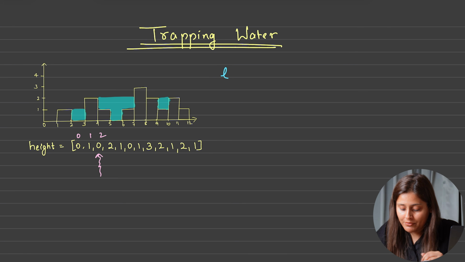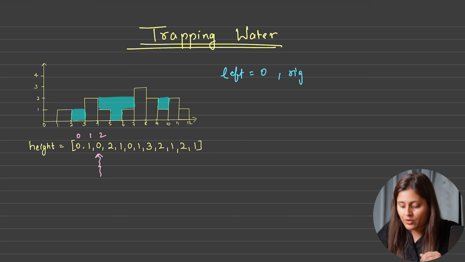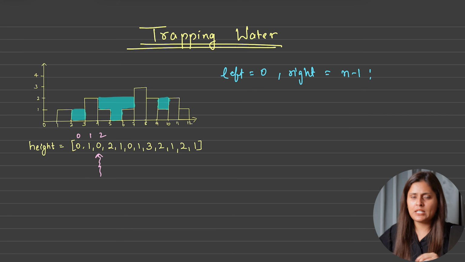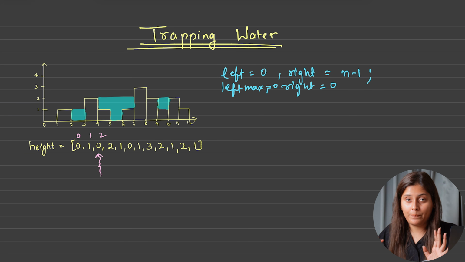So what I am saying, we will initialize a left variable from 0 index and our right variable from n-1, which is nothing but the length of the total height. We want to maintain a left max height and a right max height also, and both we will initialize with 0 only.